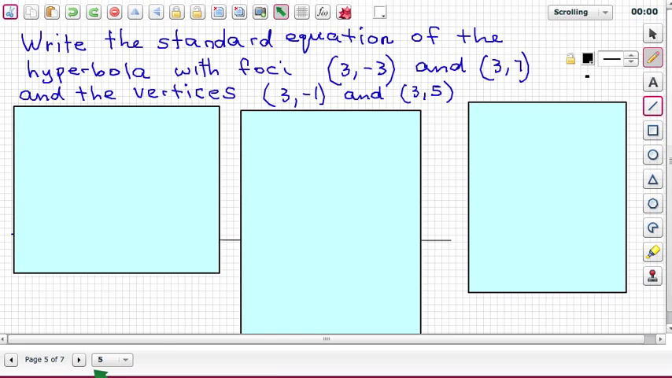I'd like you to pause the video now and try this on your own. Okay, the question was, write the standard equation of the hyperbola with the foci (3, -3) and (3, 7), and the vertices (3, -1) and (3, 5). So I'm going to show you the answers and see if you got that.